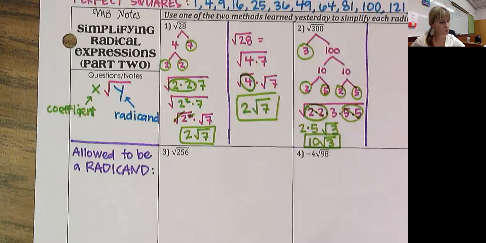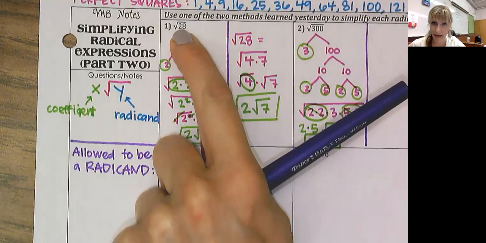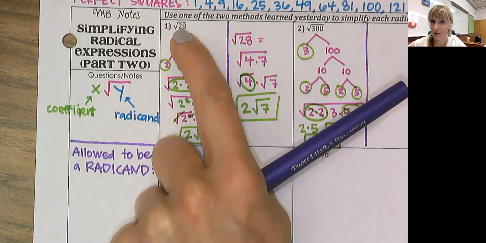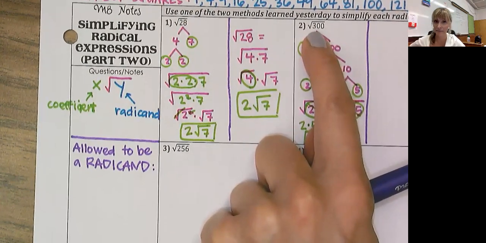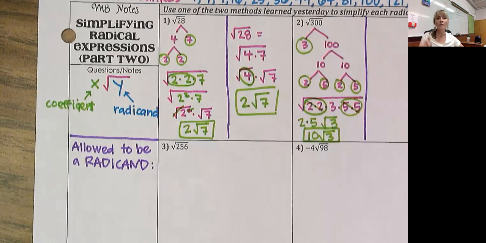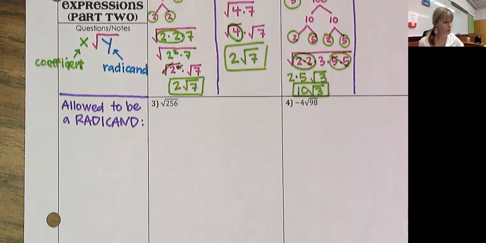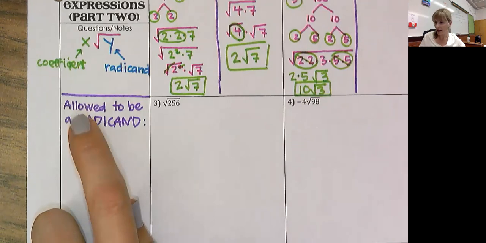For example, here, 28 is not allowed to be a radicand and call this simplified. Why? Because it has a perfect square in it. There's still a perfect square factor in it. There's a 4 in there. 300 is not allowed to be a radicand because there's a perfect square in it. So what numbers are allowed to be left inside? What numbers are allowed to be a radicand?